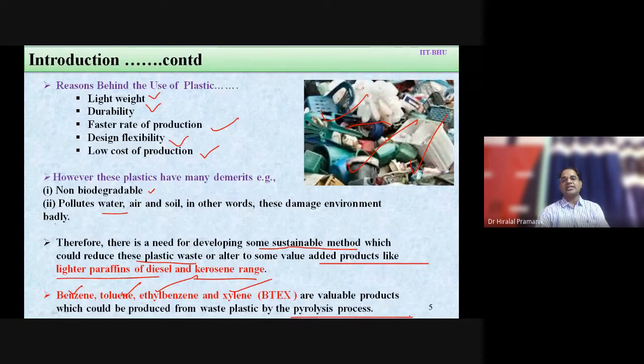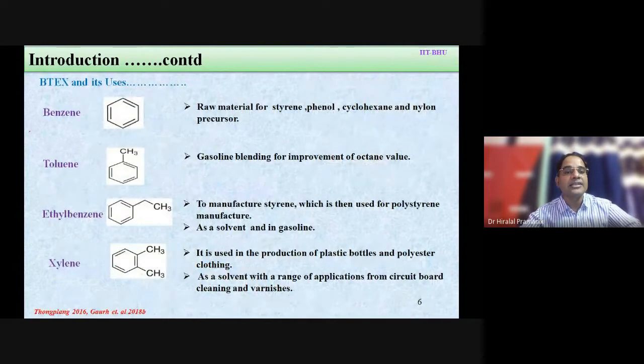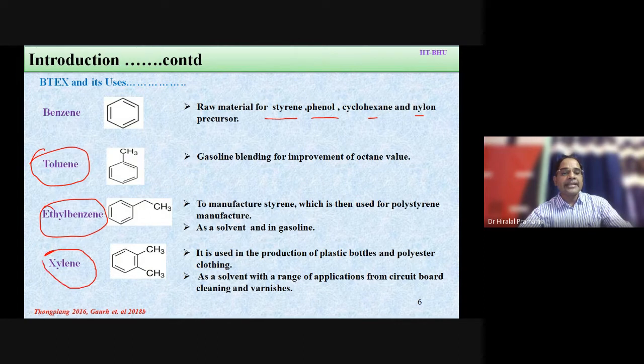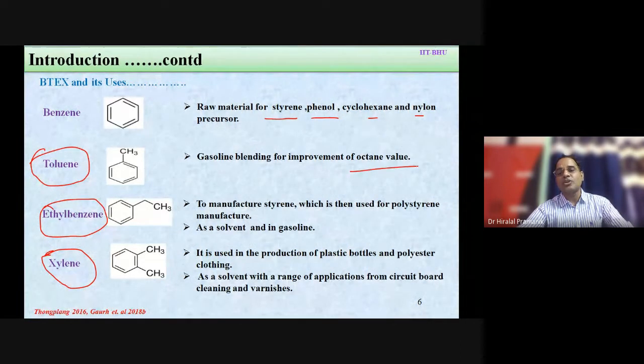I shall discuss this later, after discussing these various chemicals which could be produced, like benzene, toluene, ethyl benzene, and xylene. What is the use of benzene? Benzene is a raw material for styrene, phenol, cyclohexane, and nylon precursor, right? It is also used in gasoline blending for improving octane number. Toluene, ethyl benzene, and xylene are blended in fuel like gasoline as well as diesel. For gasoline, it improves the octane number.